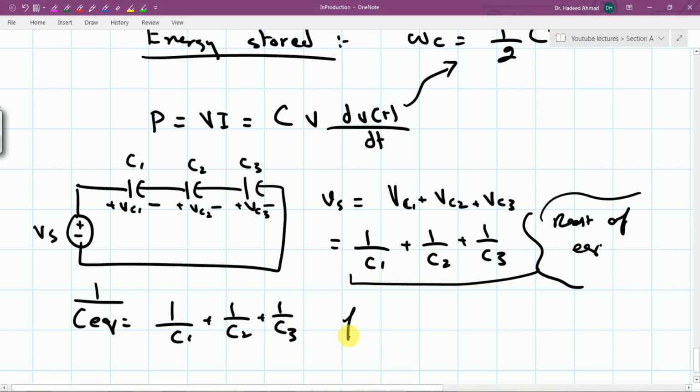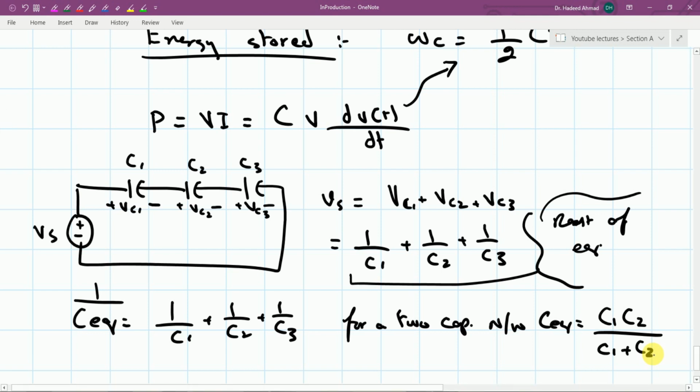So for a two capacitor network, C equivalent is equal to C1 C2 divided by C1 plus C2, and this particular expression is exactly opposite to that of the inductor and the resistances. Remember that this expression was for the parallel connected resistances and the inductances. The capacitor, if it is connected in series, its equivalent value is obtained in the same way we get the equivalent value of parallel connected inductances and the resistances.